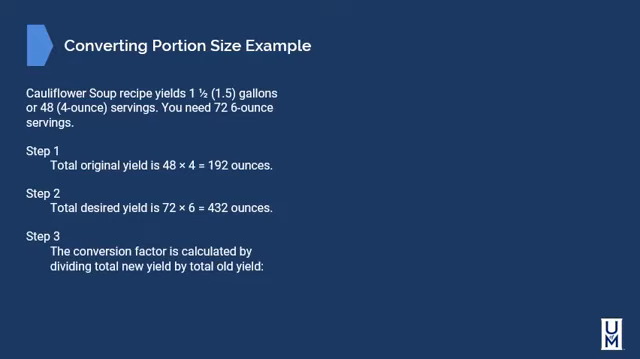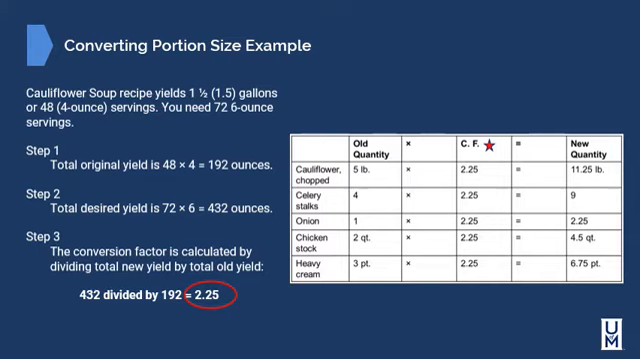Then we take our conversion factor by calculating new divided by old. 432 divided by 192 is 2.25. That is our conversion factor. Then we multiply everything in that recipe times 2.25 to get us our new quantity.